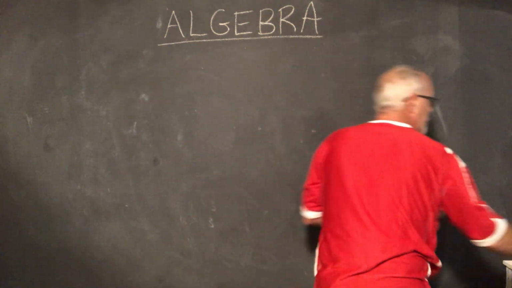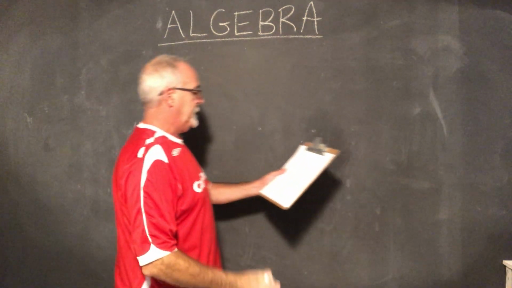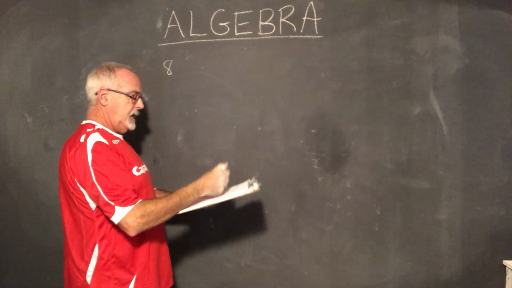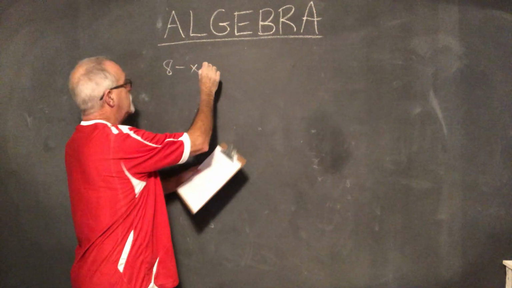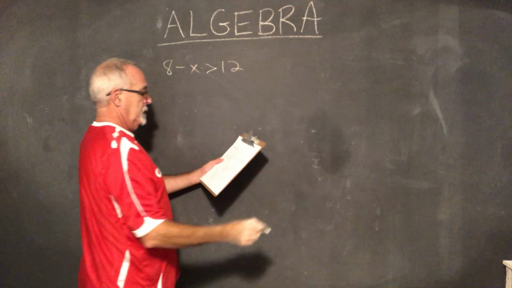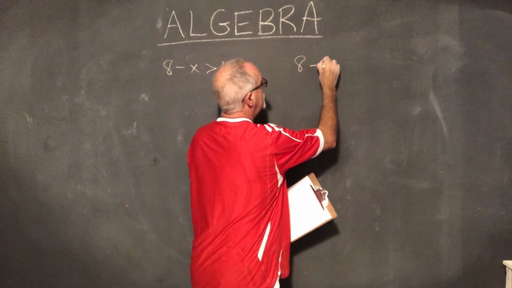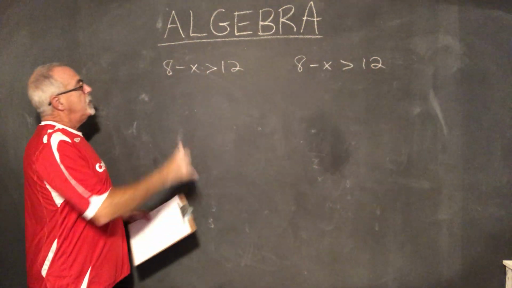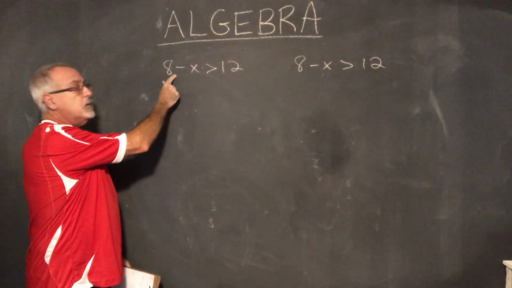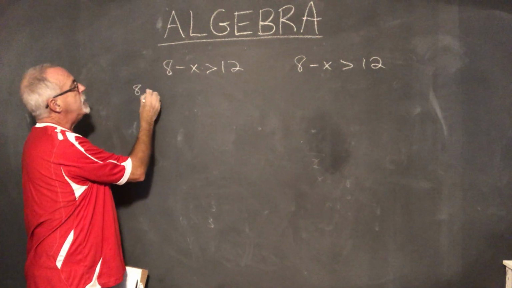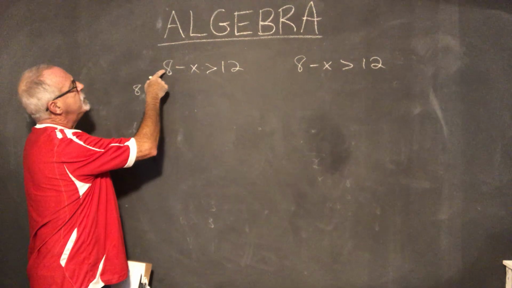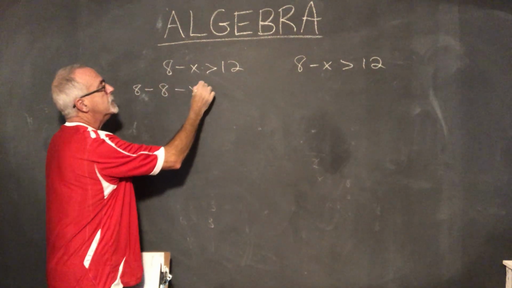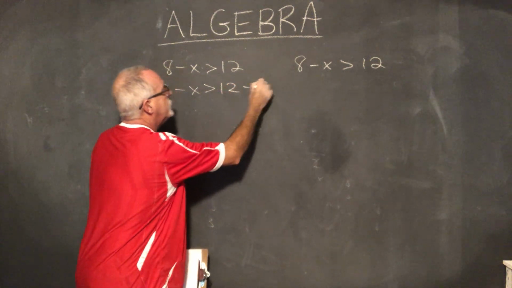So now let's try the same sort of thing with an inequality. How about 8, need more chalk, 8 minus x is greater than 12. I'm going to do that two ways. 8 minus x greater than 12. Okay, I can move the 8. I have a positive 8. This 8 is positive. I'm doing the opposite. I'm subtracting an 8 from both sides.